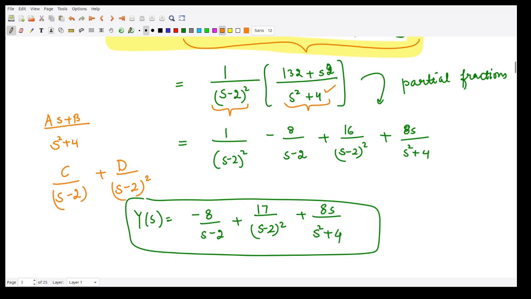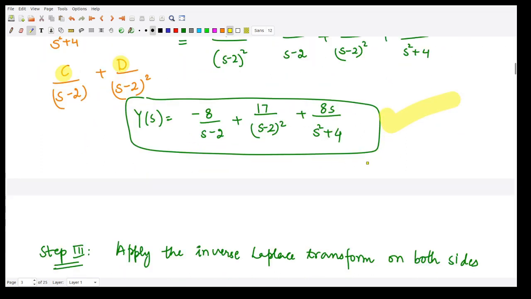So you could set this term equal to the sum of all these quantities, and you can then evaluate the coefficients a, b, c and d. The final result comes out to be this quantity. Okay, so you have y of s like this.